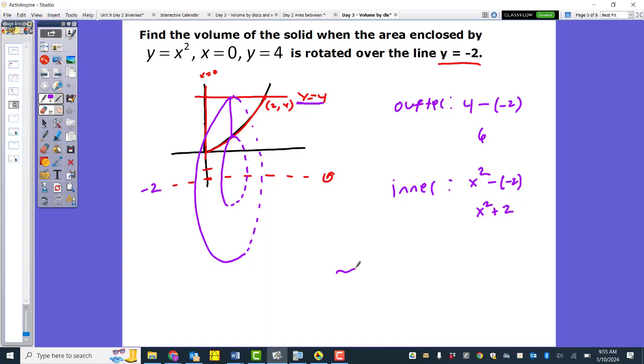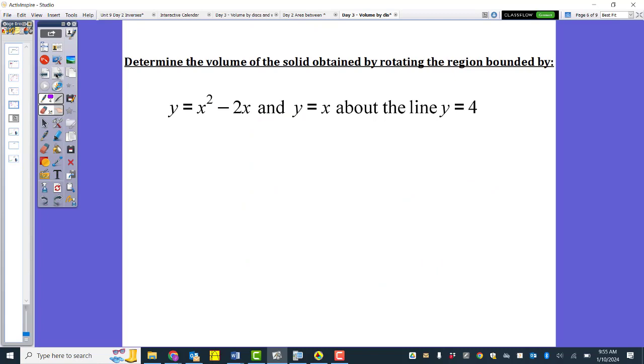And so when we set up our volume formula, integral from 0 to 2 of 6 squared minus (x squared plus 2) squared. And now we're getting into the territory of either a calculator problem or a setup but do not solve problem. Not saying you couldn't solve this, just we're starting to get to where the time is not worth me asking you to solve it. Okay? Let's take this one step further. Now we're going to combine all of these together.